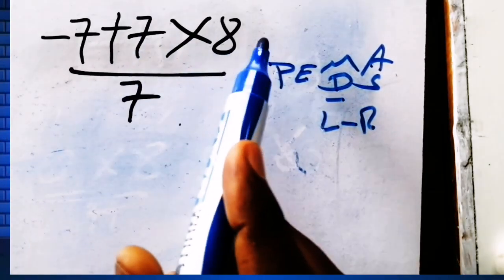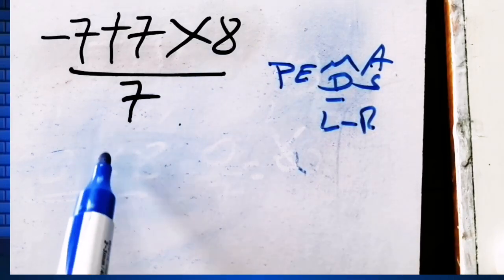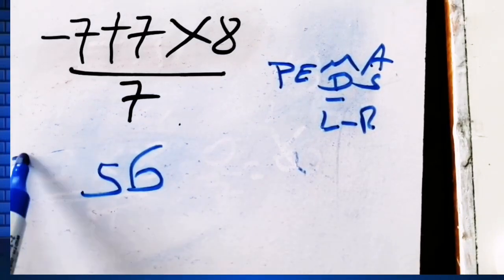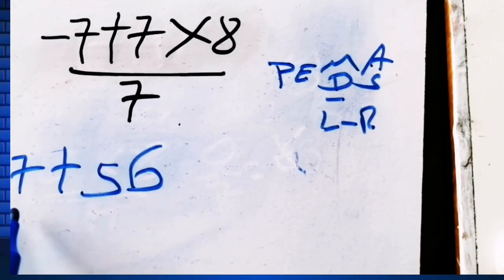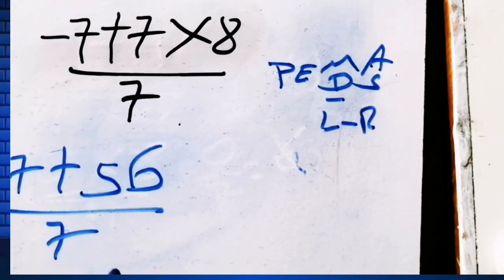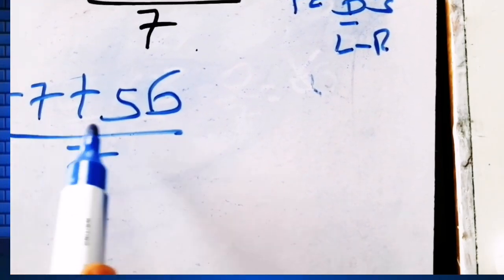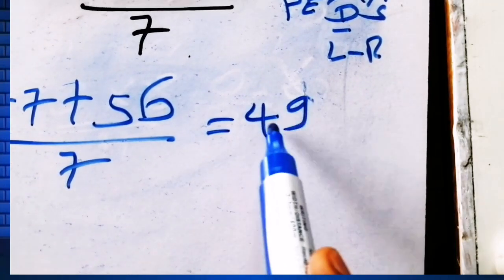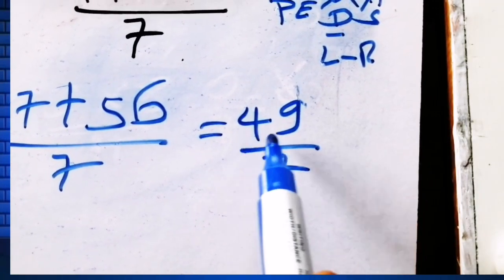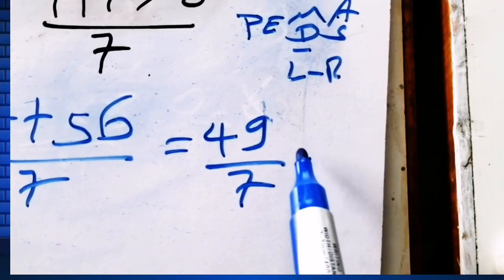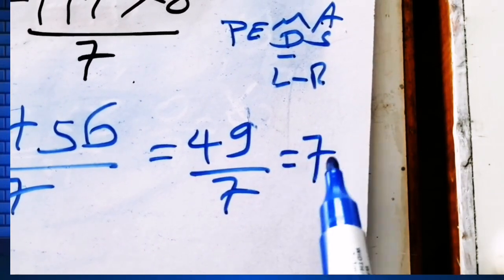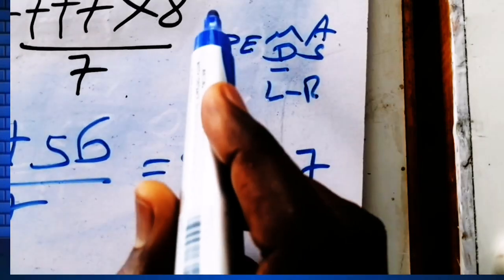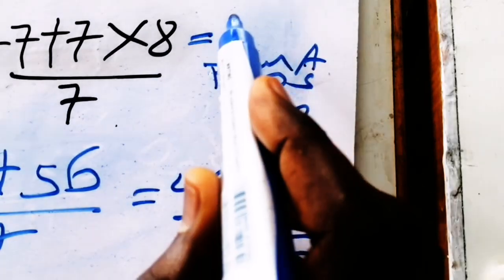Therefore, we have to multiply 7 times 8, which equals 56. Then here, negative 7 plus 56 over 7. Negative 7 plus 56 equals 49 over 7. 49 divided by 7 equals 7. Okay. So this is the final answer of this problem. Therefore, the correct answer of this problem equals 7.